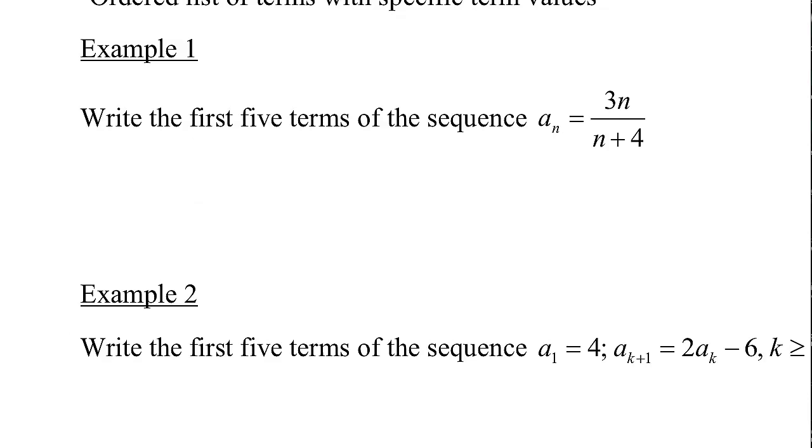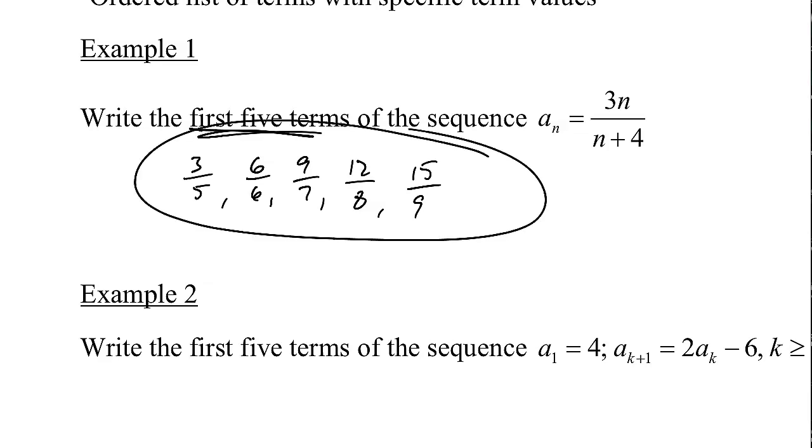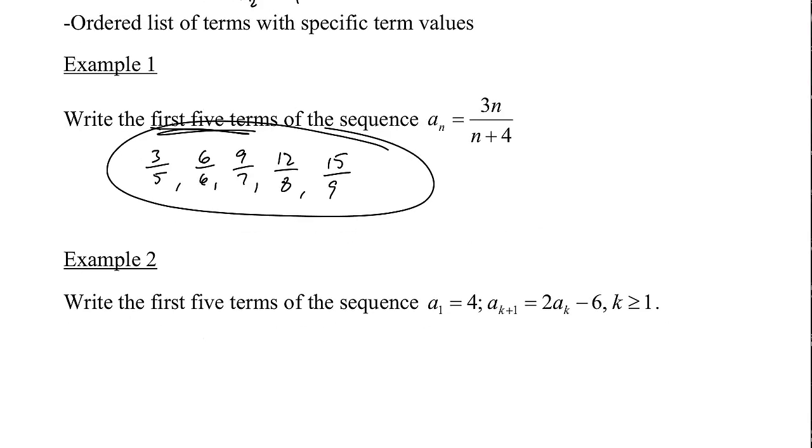So if I put in 1, that's 3 over 5. If I put in 2, that is 6 over 6. Remember, you don't have to simplify. 3 is 9 over 7. 4 is 12 over 8. 5 is 15 over 9. And as for the first 5 terms, I have given the first 5 terms. Reduce them if you want to, but you don't have to.